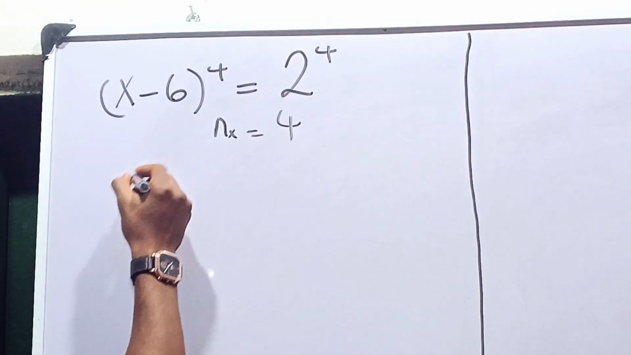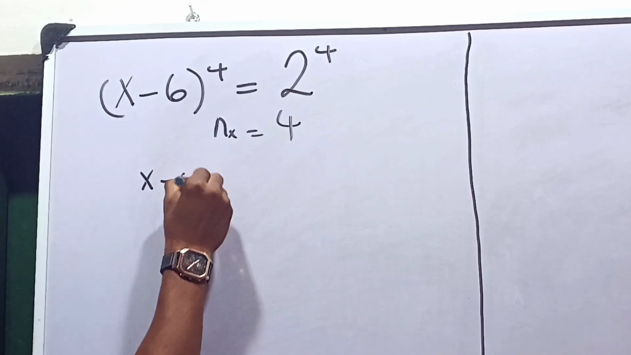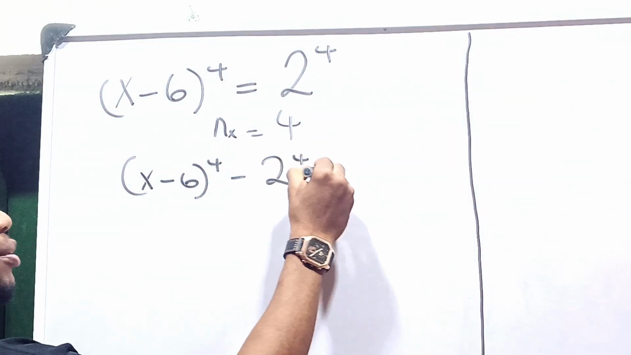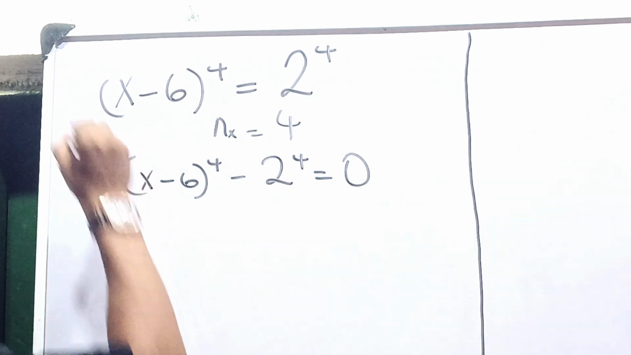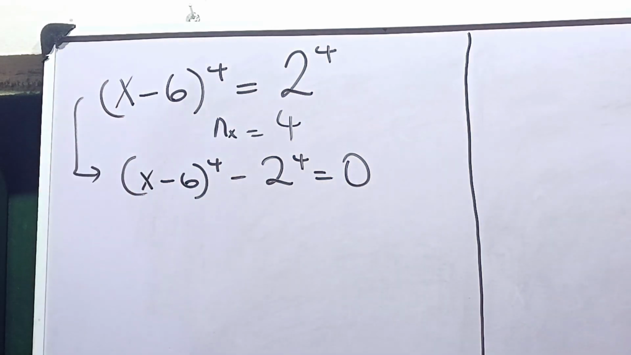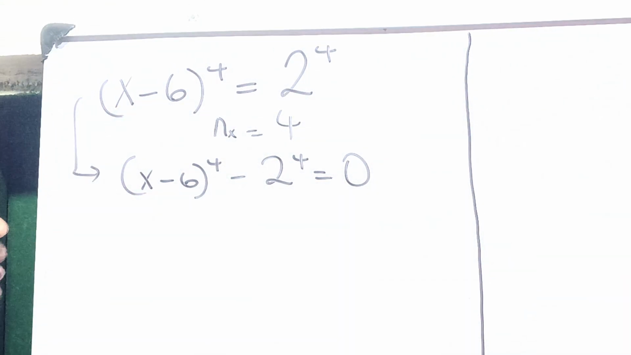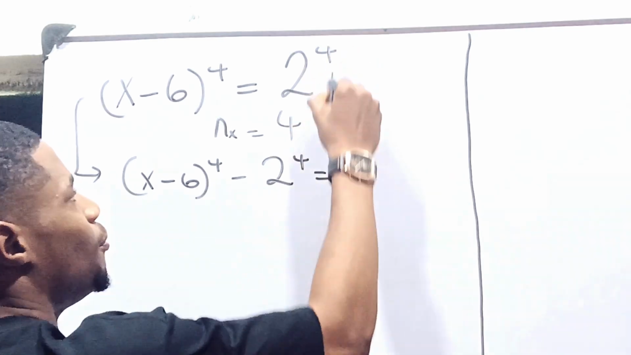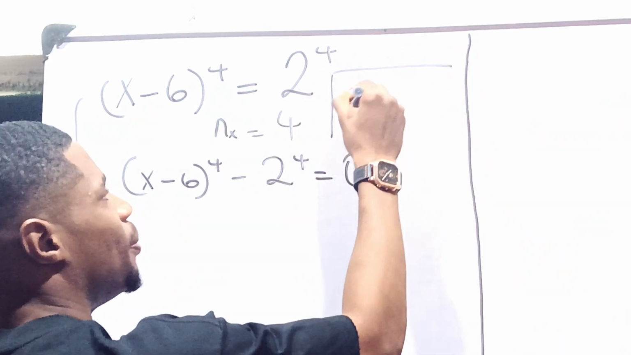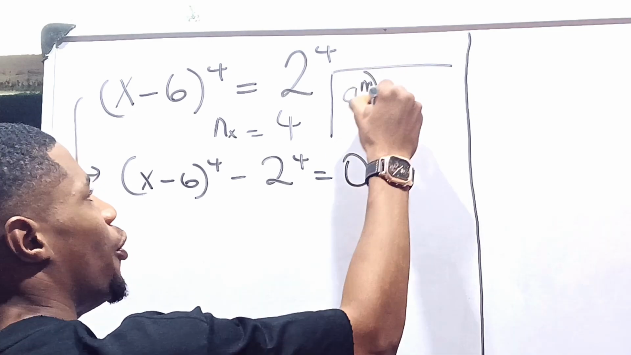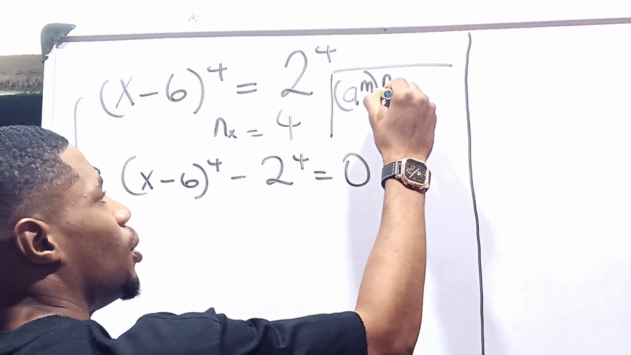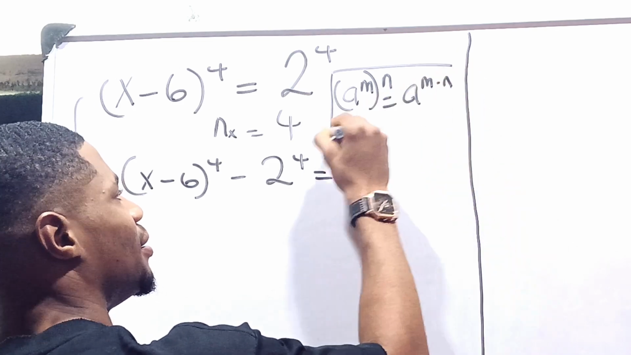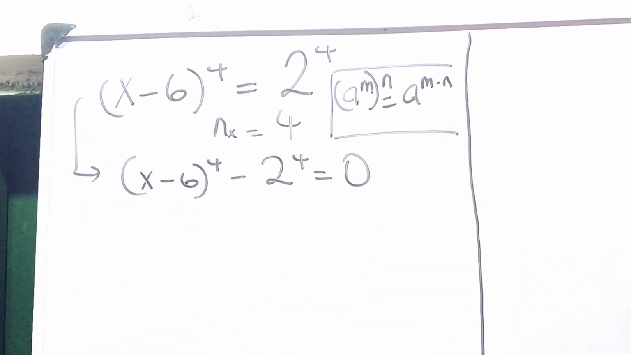Firstly, we can say that (x − 6)^4 − 2^4 is equal to 0. Okay, so from here we can get this. Now, secondly, we can say that this can be re-expressed. If we had (a^m)^n, it's equal to a^(m×n). Okay, so this is the law of indices.